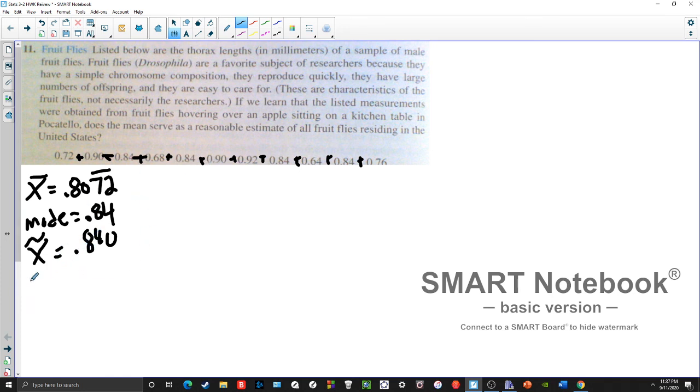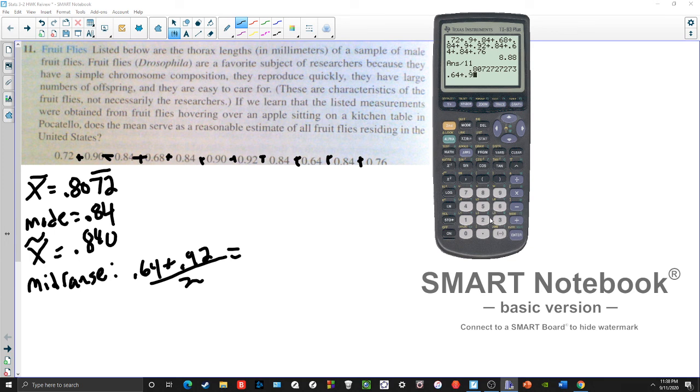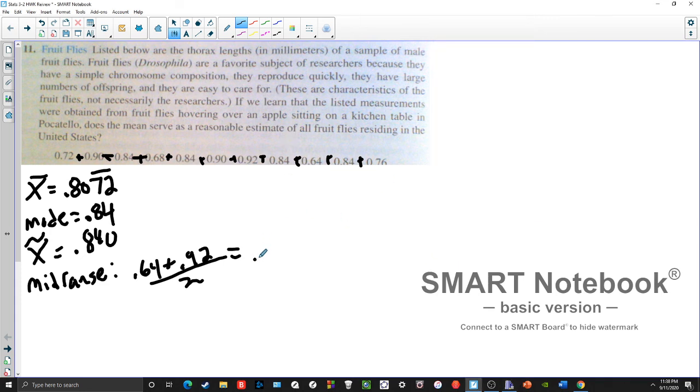And then the mid-range, remember, is the maximum plus the minimum divided by 2. The smallest number here I see is 0.64, it looks like. So minimum plus maximum would be 0.64 plus 0.92, and then divided by 2. If we calculate this real quick, we get 0.78 as my mid-range.